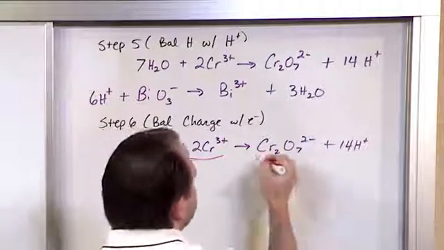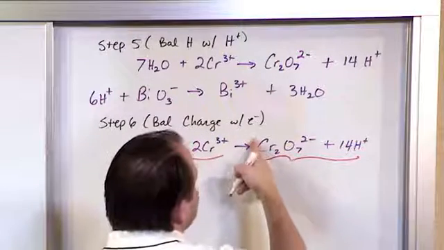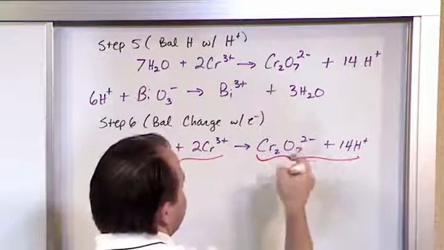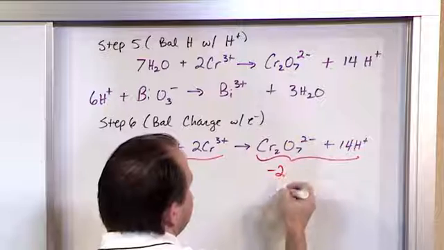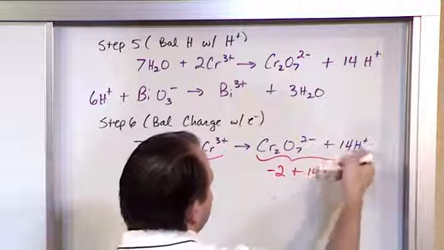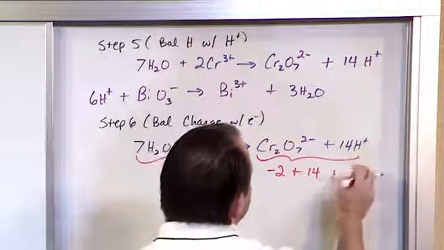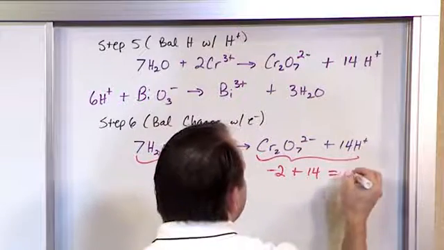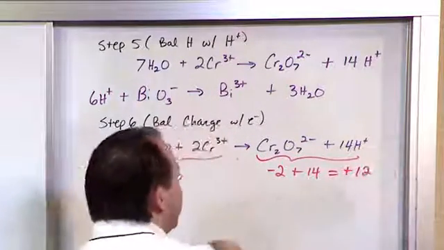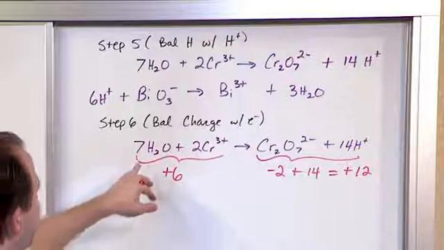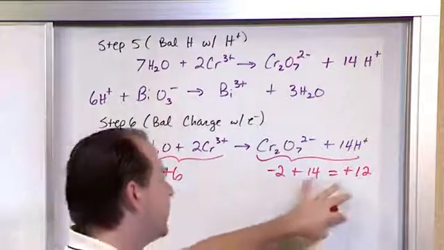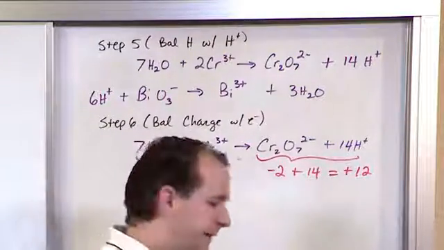And then over here, there's a 1 in front of this dichromate, so there's a -2, so this is -2 plus 14, because of 14 positive ions here, is going to equal +12. So what I end up having is a charge of +6 on the left-hand side of the reaction and a +12 on the right-hand side of the reaction.